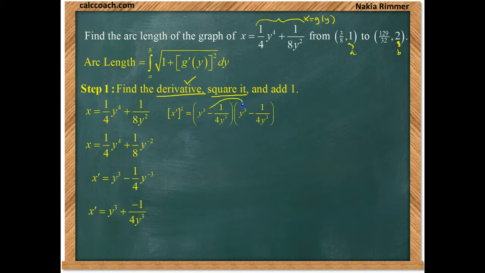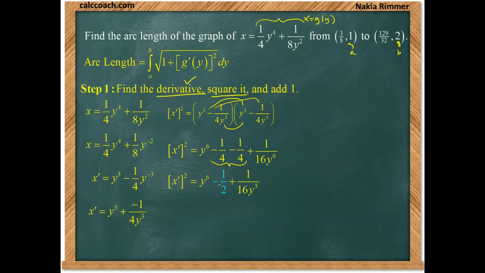When you FOIL this out, you'll get y to the 6th. Be careful here. You already have y cubed, and this is one reason why we wanted to put the y to the negative 3 on the denominator, so that these y cubes cancel out, and you just get negative 1/4. It's going to happen again here. Y cubes cancel out, and you just get negative 1/4. And then finally you get a positive 1 over 16 y to the 6th. These two middle terms combine to give you a negative a half. So you've taken the derivative, and now we've squared it.